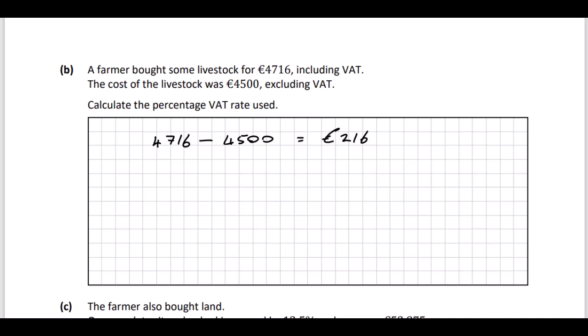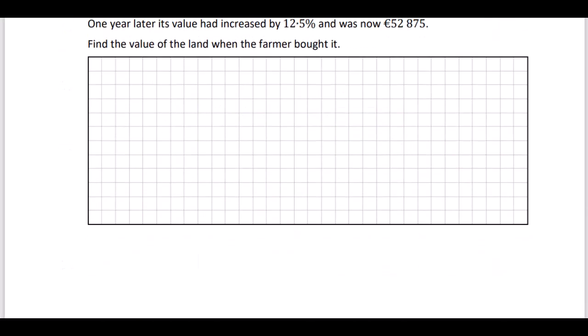You want the percentage VAT. This is the VAT here. We want the percentage VAT. So the percentage VAT then is just going to be 216 divided by the original amount, which was 4,500. You've got to multiply that by 100 and you'll get 4.8%. Okay, that's part B done. Let's have a look at part C.